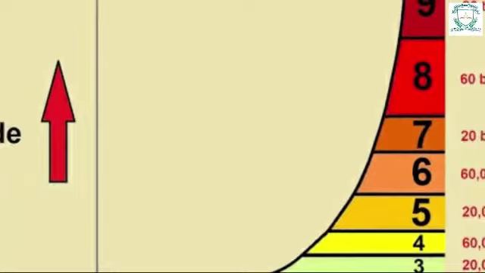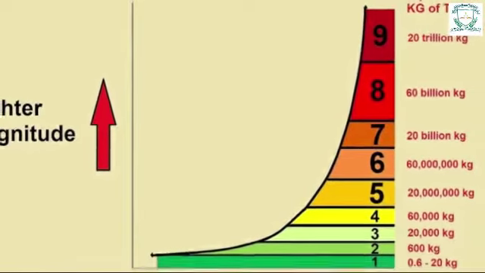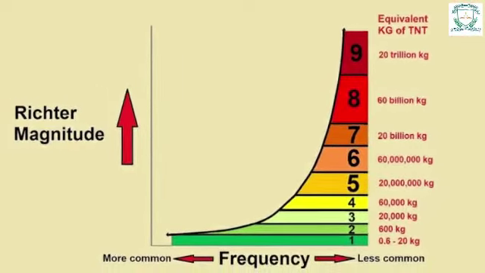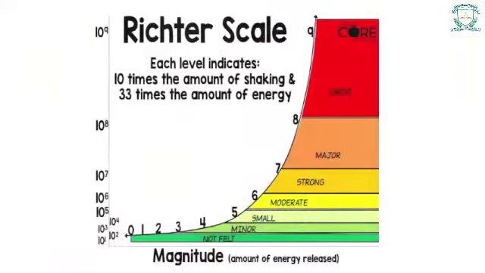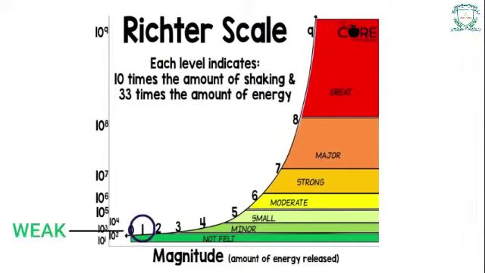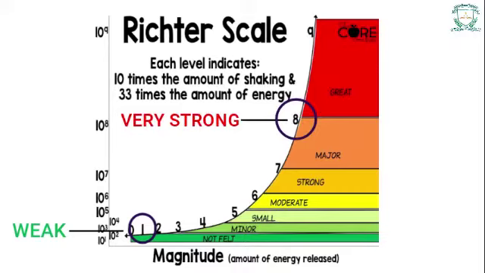The scale used for measuring the intensity of an earthquake is known as Richter scale. A value of 1 on Richter scale indicates a weak earthquake that may not be felt also. An earthquake of 8 points on Richter scale indicates a massive or very strong earthquake.